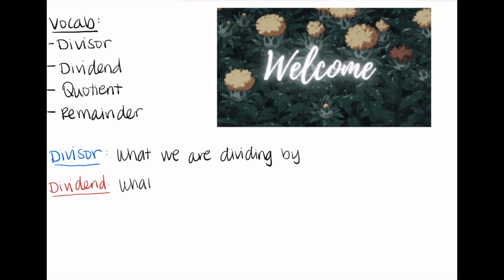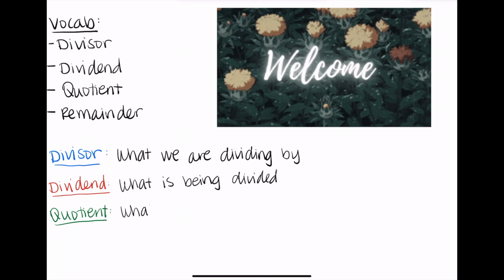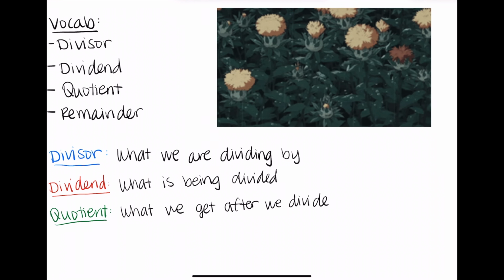Our dividend is going to be in red, and our dividend is what is being divided, right? So there we've got both parts, what we're dividing by, what is being divided. Then our third one is our quotient. Our quotient I'll label in green. The quotient is what we get after we divide. So our quotient is our answer. So that one is our third part. That one we'll be labeling in green.